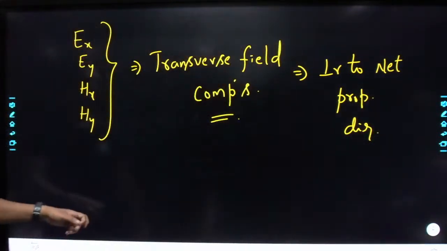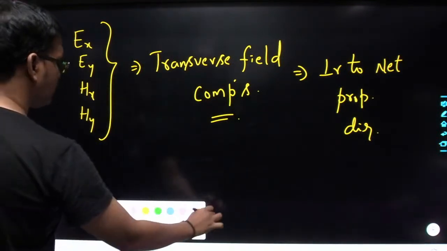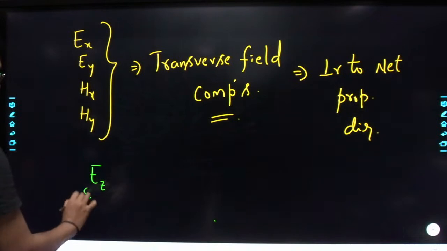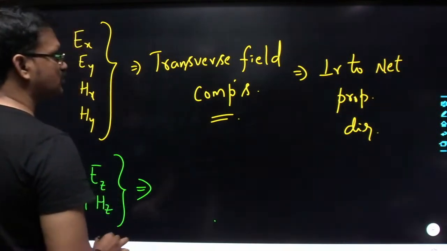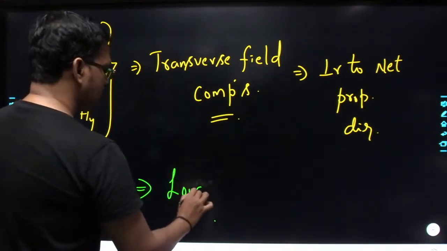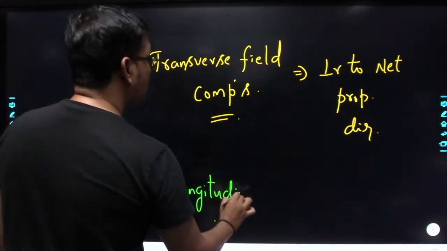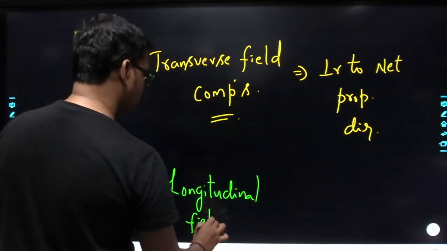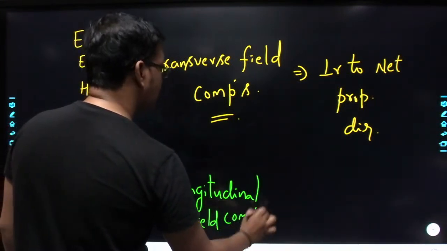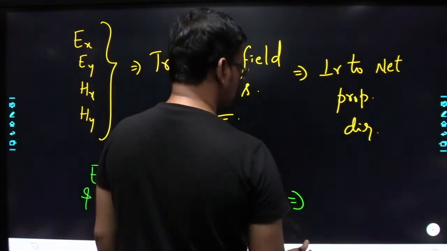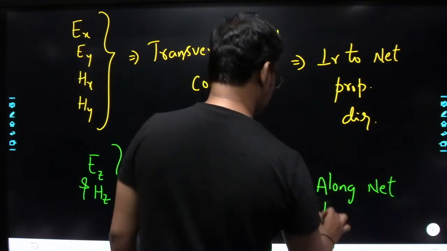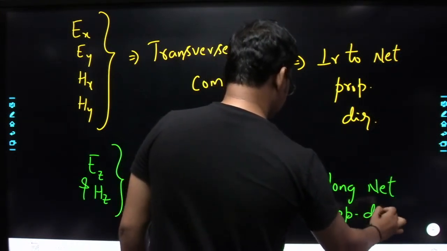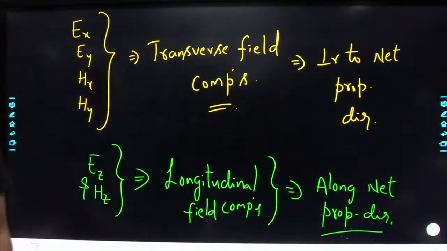Next, the components that are along the net propagation direction are Ez and Hz. These field components we call longitudinal field components, the components that are along the net propagation direction. So these are called longitudinal field components, and those are called transverse field components.